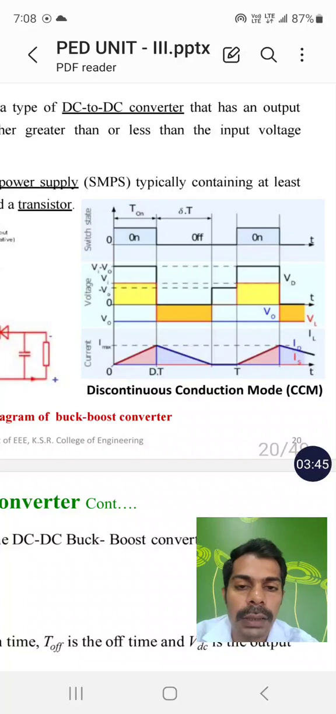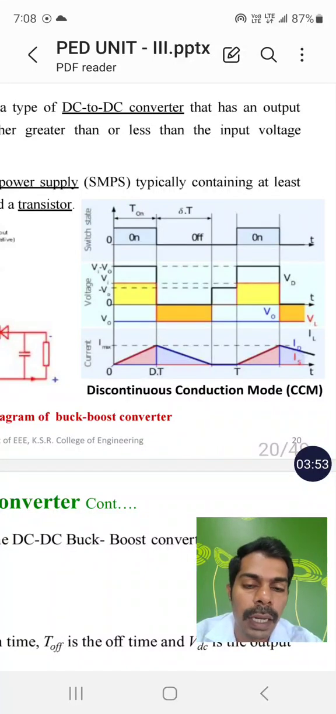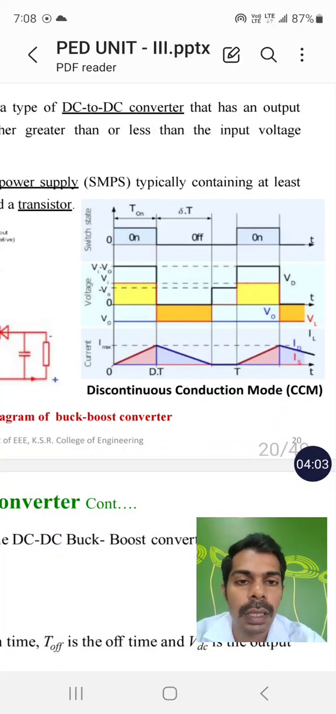The current will get charged and move up to I max and I min. When it reaches I max, the switch will get turned off and the current moves down to the zero point, where the switch will again get turned on after some delay time. So the switch is turned on, turned off, turned on, like that it goes on.